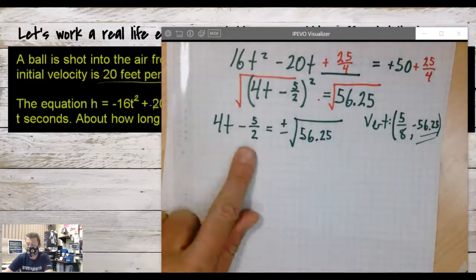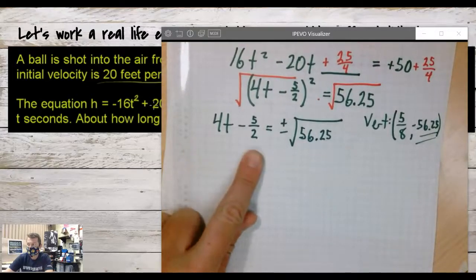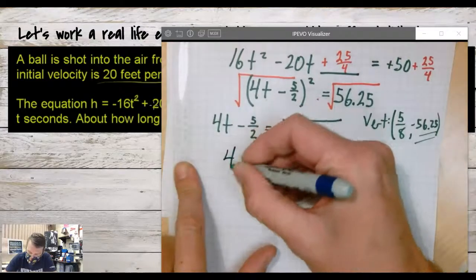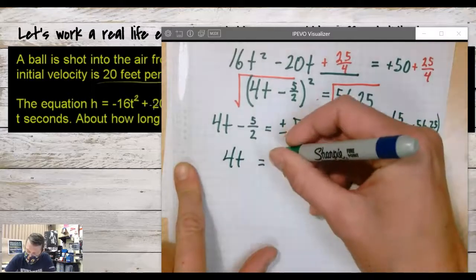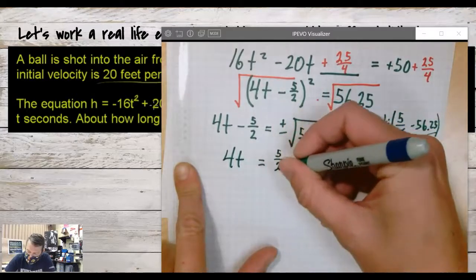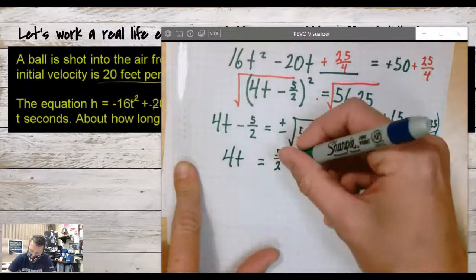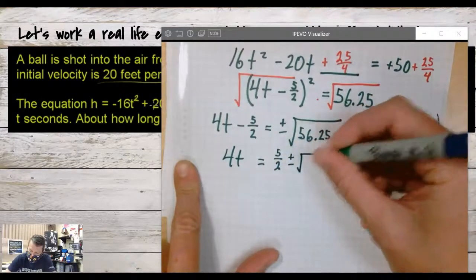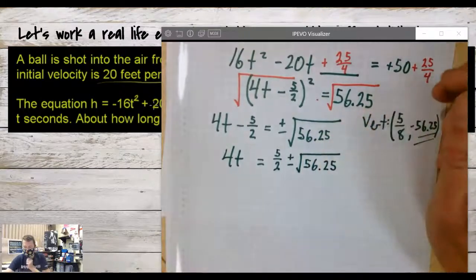Get rid of the 4, get rid of the 5/2. Which one? 5/2 is easier to deal with first. So leave the 4t alone, and this will add to both sides. So we get a positive 5/2, or we could write it 2.5 if you want to at this point. Plus or minus radical 56.25.